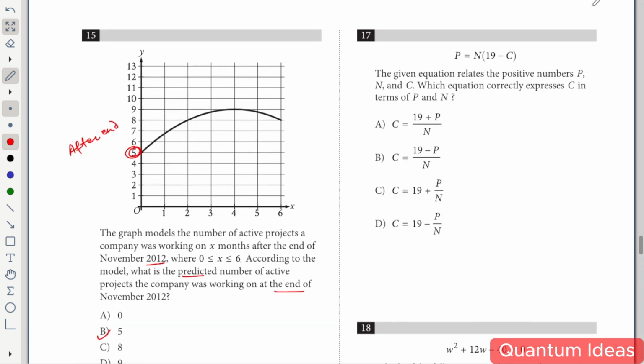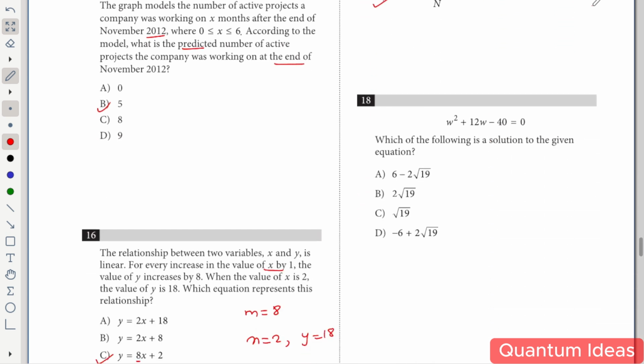So number 17. The given equation relates the positive numbers p and n and c. Which equation correctly expresses c in terms of p and n? So we have to isolate c and write it in terms of p and n. So n goes to that side, that becomes p by n equals 19 minus c. Let's take c to that side and p by n over this side. So c equals 19 minus p over n. So our answer is D.